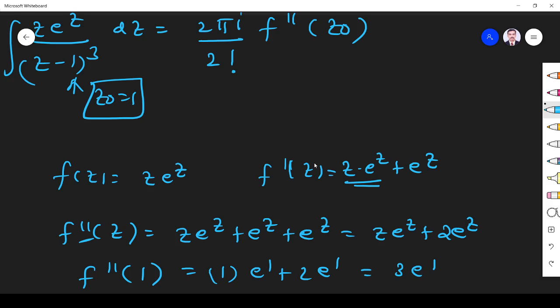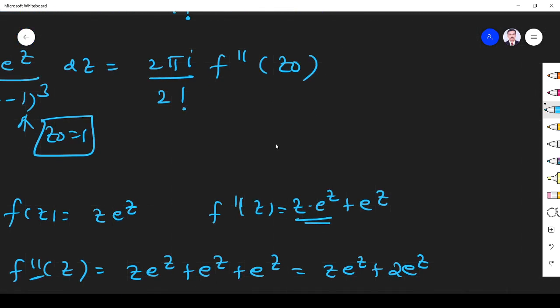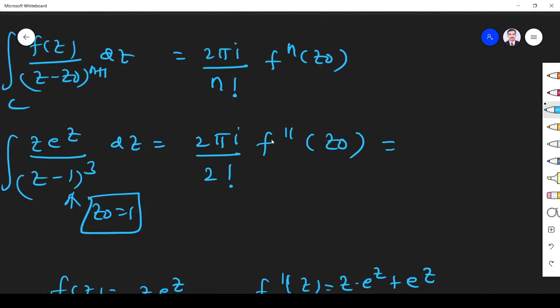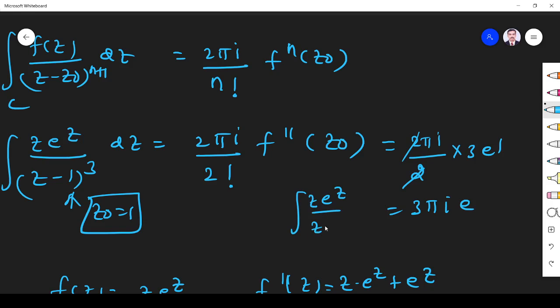So 3 e power 1, that is the answer. Now what do I have to do? Substitute in the answer. We got f double dash of z naught, where z naught is equal to 1, which is 3 e power 1. So 2 pi i divided by 2 factorial, which is 2, times 3 e power 1. The 2 cancels, leaving 3 pi i e. That is my answer for the integral of z e power z divided by (z minus 1) whole cube dz. Right? Very simple problem. Steps are lengthy but easy to solve.